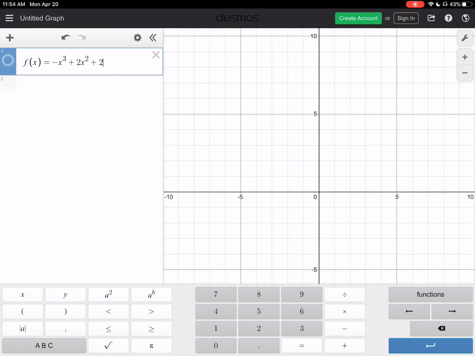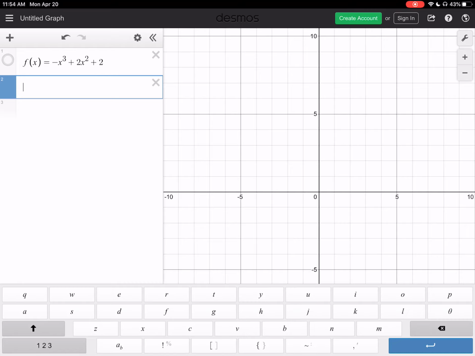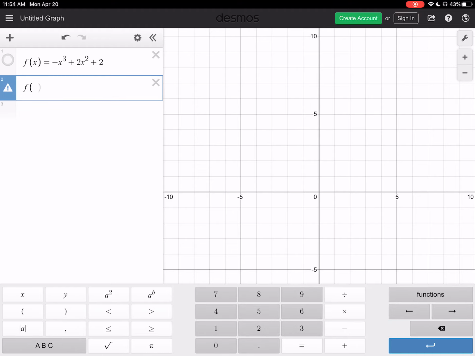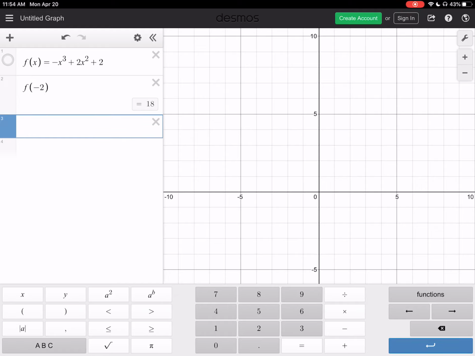All right, I'm not going to show us the graph yet because I don't want us to have any preconceived notions of what our graph should look like. We're just going to use this to check and generate solutions. So we can check ourselves if we wanted to check that f of -2, well, we get out 18, right? So we can do that for all of our values.